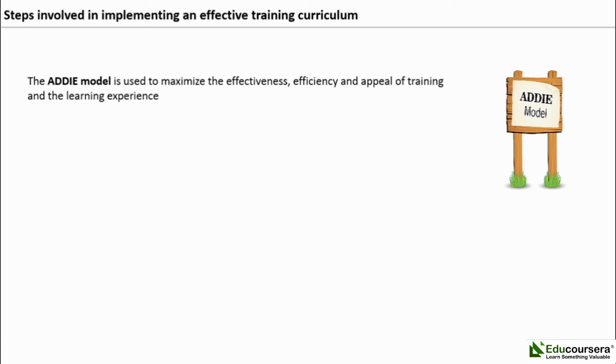These can be best described by the ADDIE model. The ADDIE model is used to maximize the effectiveness, efficiency, and appeal of training and the learning experience. It is a step-by-step process that helps training specialists plan and create training programs. ADDIE was developed at Florida State University in 1975. ADDIE was selected by the Armed Services, the United States military, to develop training. The ADDIE design model has 5 components.